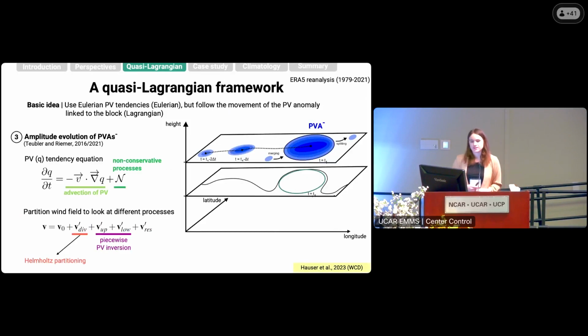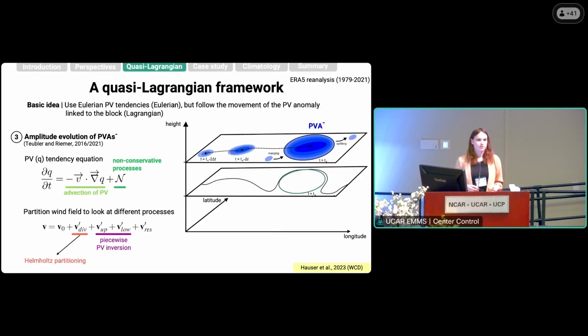And then in the third part, and this is where the Eulerian part comes in, we look at the amplitude evolution of our tracked PV anomalies. And therefore we look at the PV tendency equation that we also have seen several times now. So we have the local change in PV that is governed by the advection of PV and the non-conservative processes.